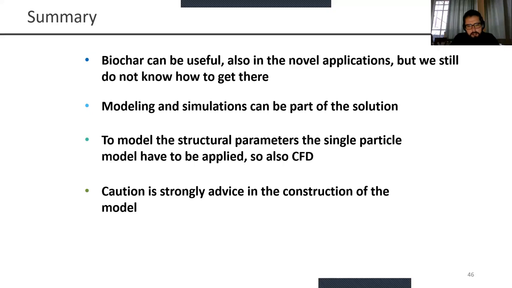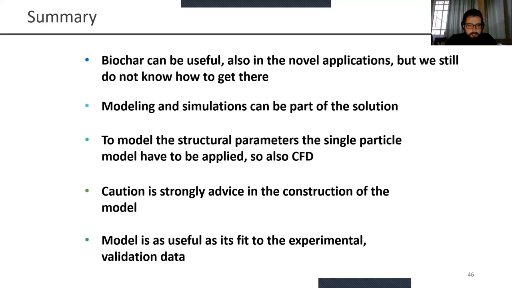Caution is strongly advised in the construction of the model, in terms of the applied parameters and also in how we interconnect the model itself. Sometimes we can put something into the model that we don't really understand how it works, and that can destroy the whole model. So the model is as useful as it fits the experimental validation data, and can only be used more or less within that range.